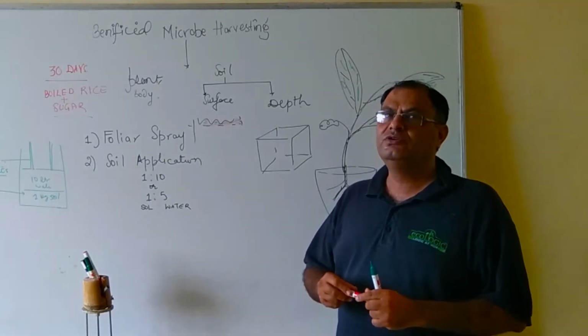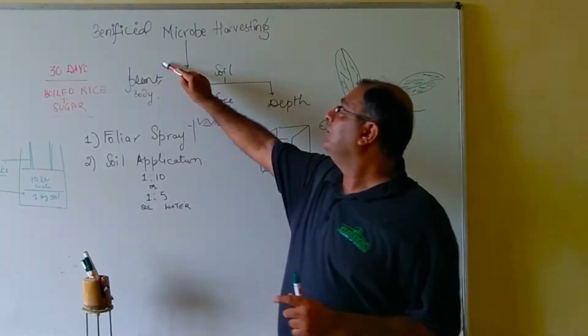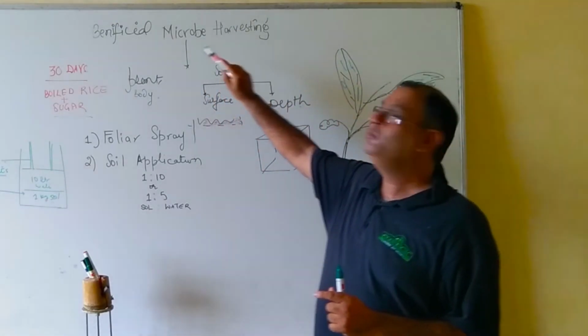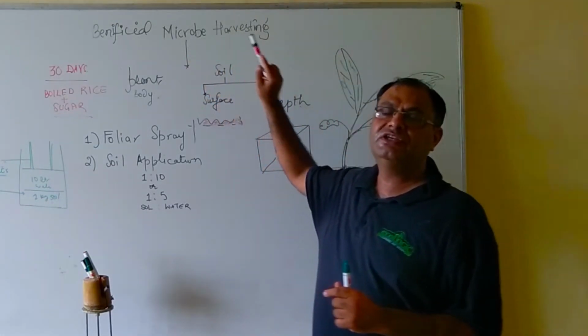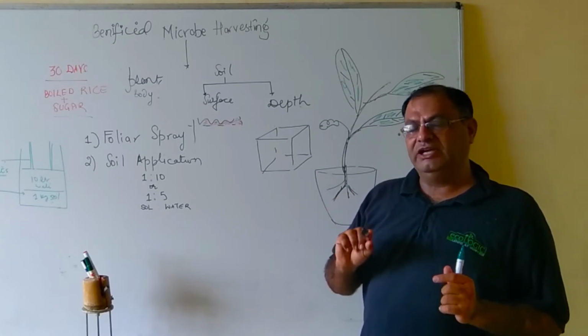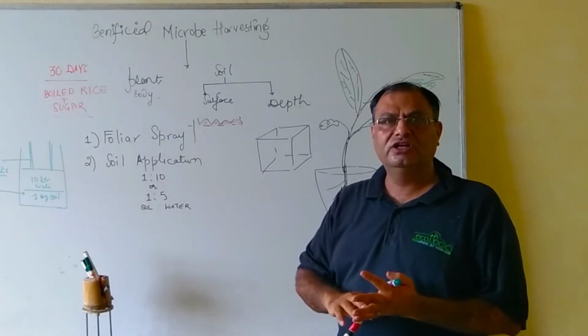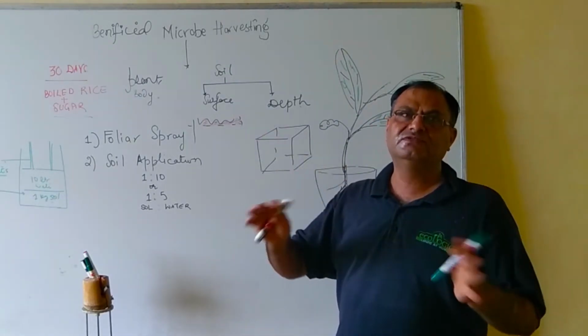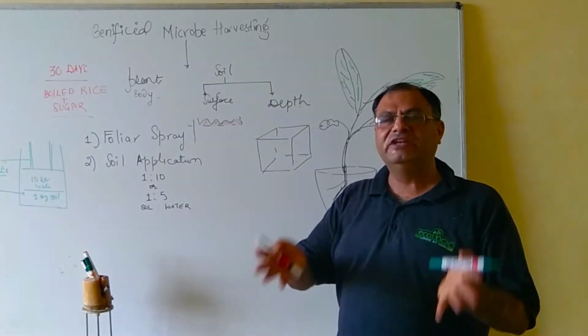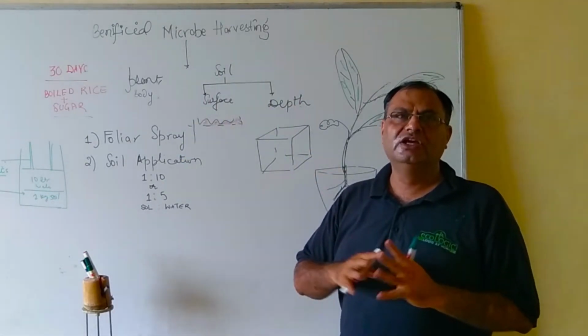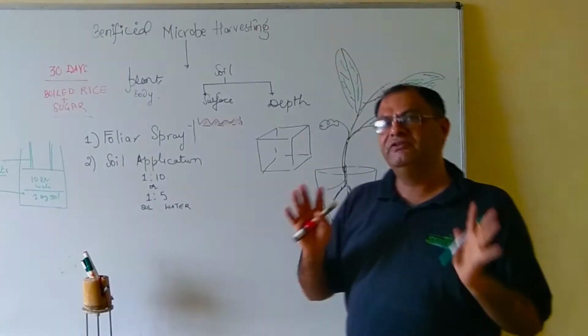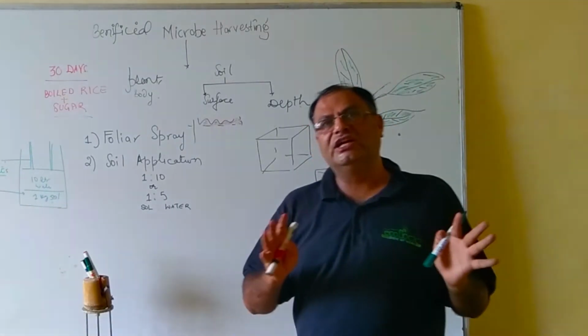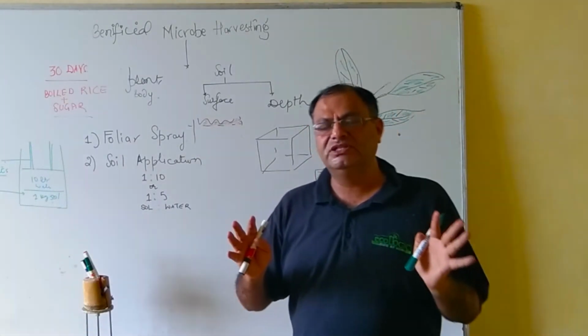Today we are basically going to learn about beneficial microbe harvesting. What do you mean by beneficial microbe harvesting? Those are microbes which are there in the soil, on the plant surface, and in the air, and are beneficial for our human race. They are beneficial for gardening and for farmers. So those kinds of microbes we are going to harvest.